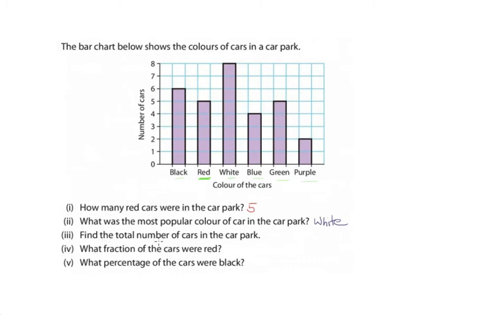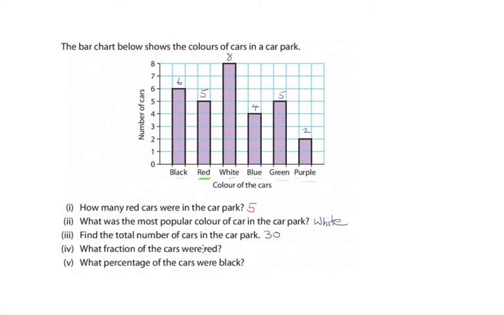Find the total number of cars in the car park. Well, black. How many black cars are there? There's 6. How many red cars are there? There's 5. How many white? There's 8. How many blue? There's 4. How many green? There's 5. And how many purple? There's 2. So we add all these numbers together. 6 plus 5 is 11, plus 8 is 19. 19 plus 4 is 23. 23 plus 5 is 28. And 28 plus 2 is 30. So to find the total number of cars in the car park, there's 30 cars altogether.